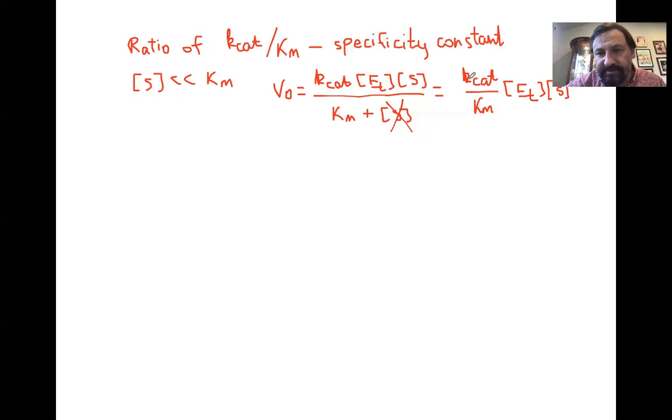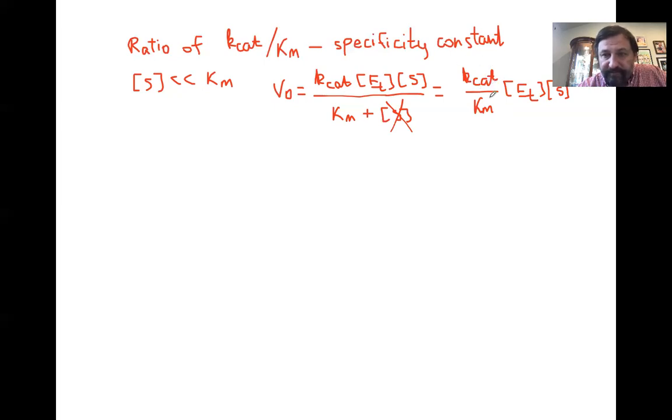So kcat, obviously the higher the kcat, the more efficient the enzyme, right? In other words, the faster the reaction is going, regardless of which rate-determining step it is. It can be the actual reaction rate constant, or it can be dissociation of the product from the active site. Regardless, the higher the kcat, the more efficient the enzyme.